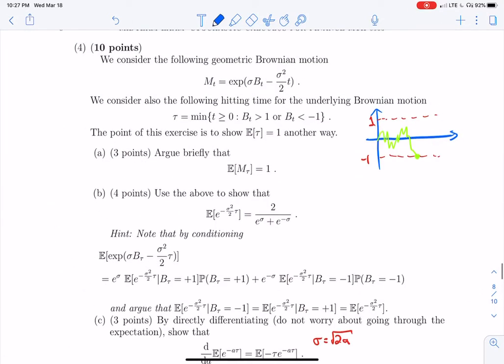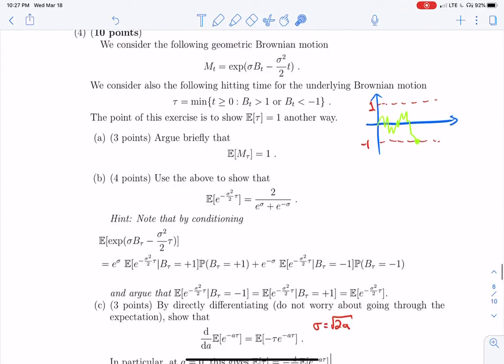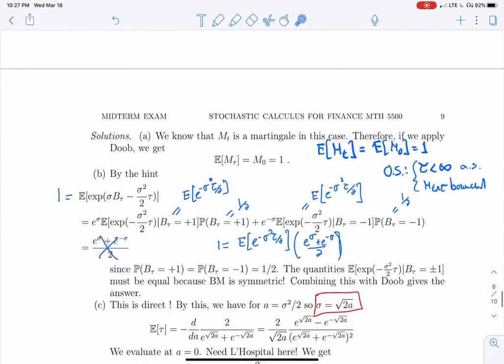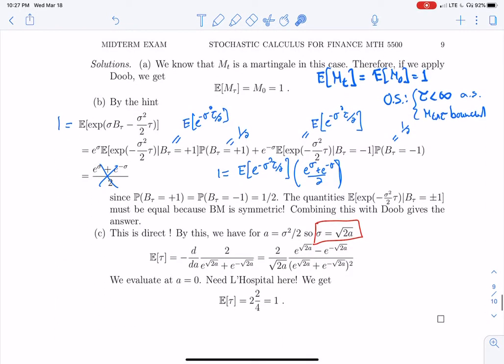Just look at the picture. We know that Brownian motion has to get out of a strip. We did that in class, and it's stuck between the strips. So before it stops, it cannot take large values. So I can apply Doob here, and I get this. Now, how do you go to the next steps? So now I know that 1 is equal to this, and now we're going to play with this right side. And the way to do it is to use the hint, that is, you condition on either beta is equal to +1 or beta is equal to -1.